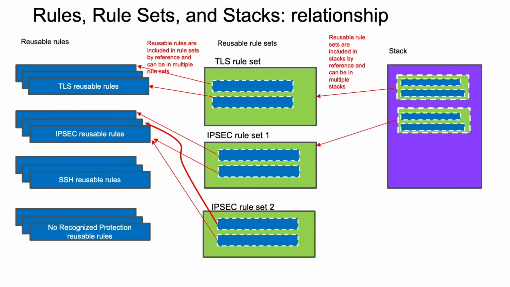Each stack can have one rule set per security protocol. For example, if a stack has a TLS rule set associated with it, it cannot have a second TLS rule set associated with it. Since there are 4 different security protocols, this means a stack can have at most 4 rule sets associated with it. Since each security protocol rule set is evaluated independently, the order of rule sets in stacks is not significant.